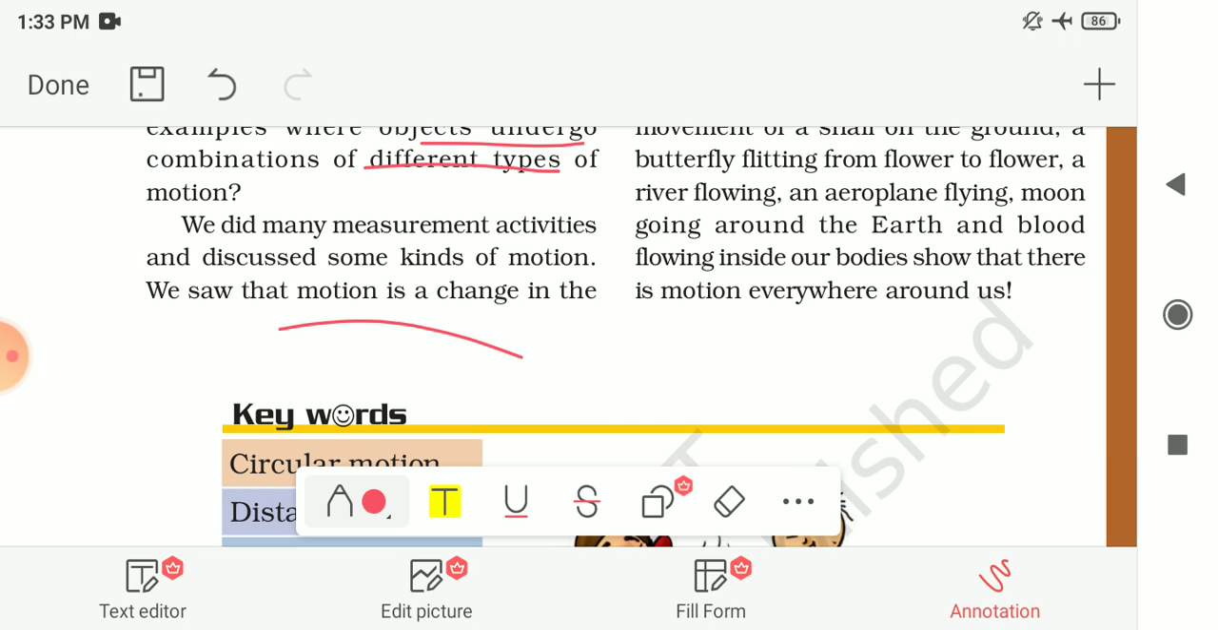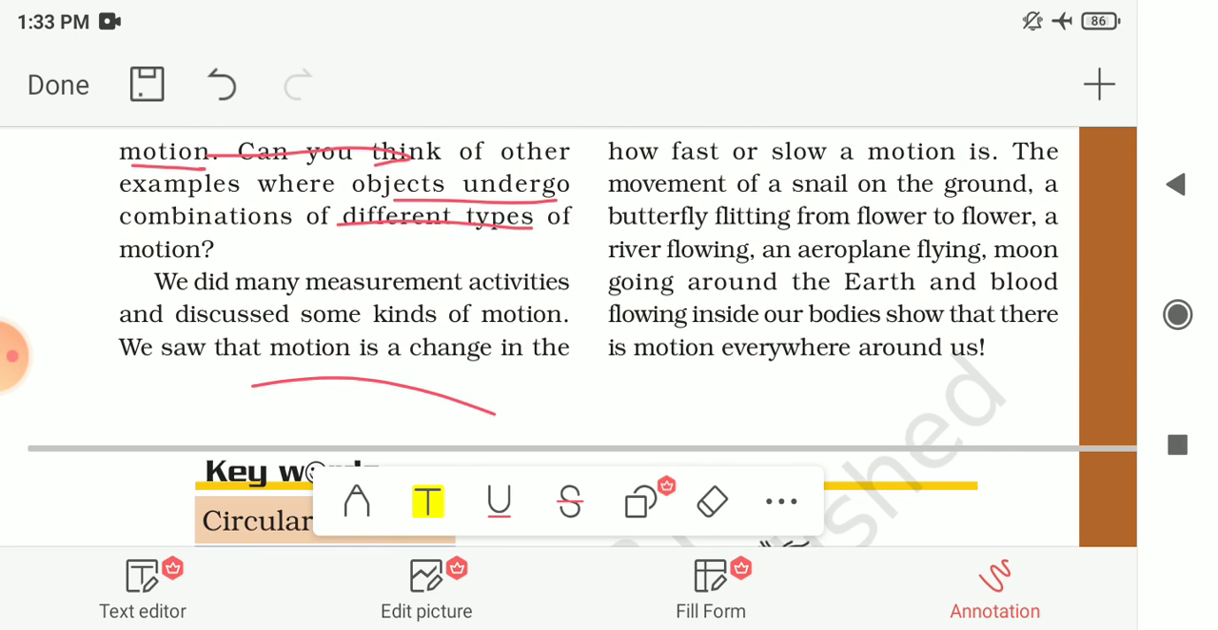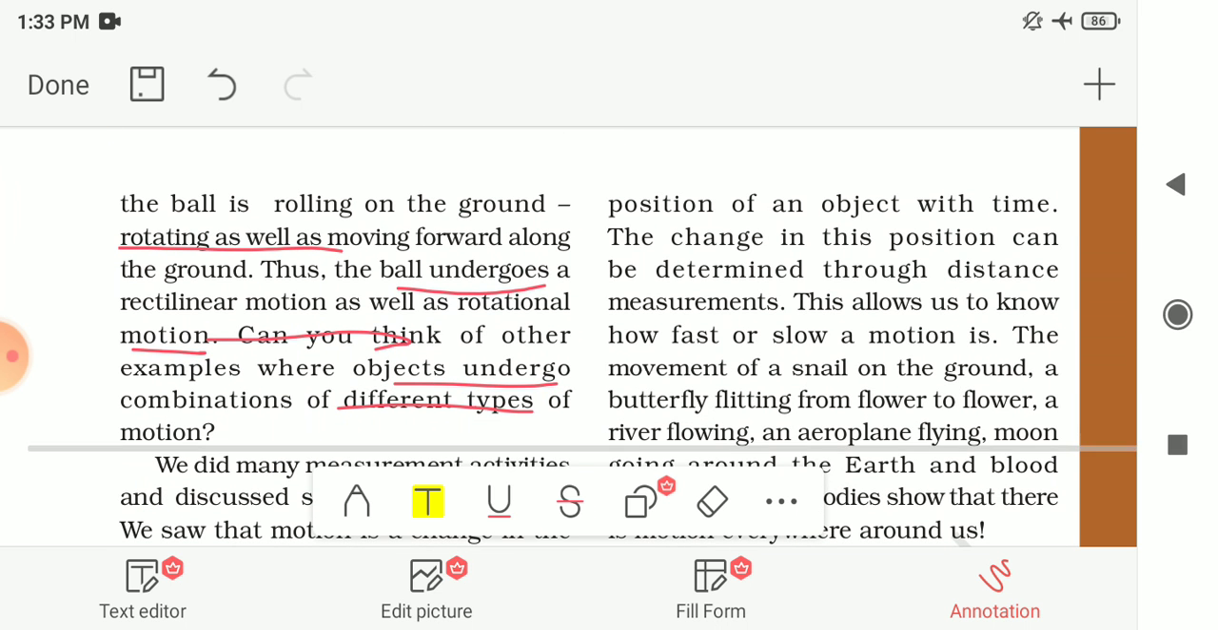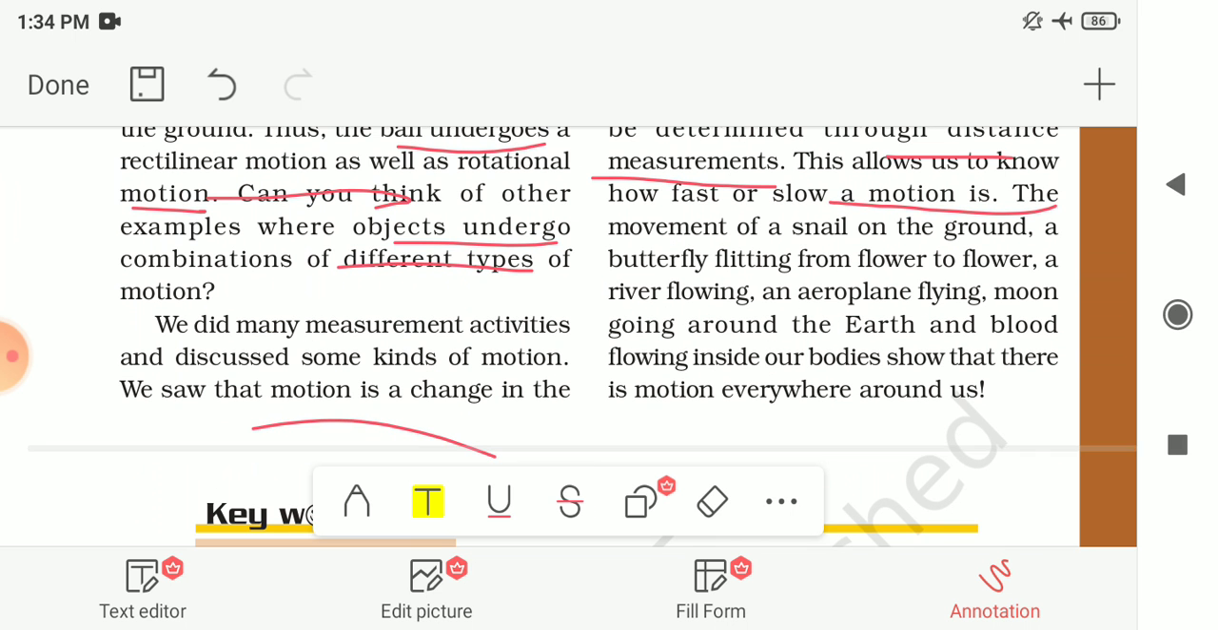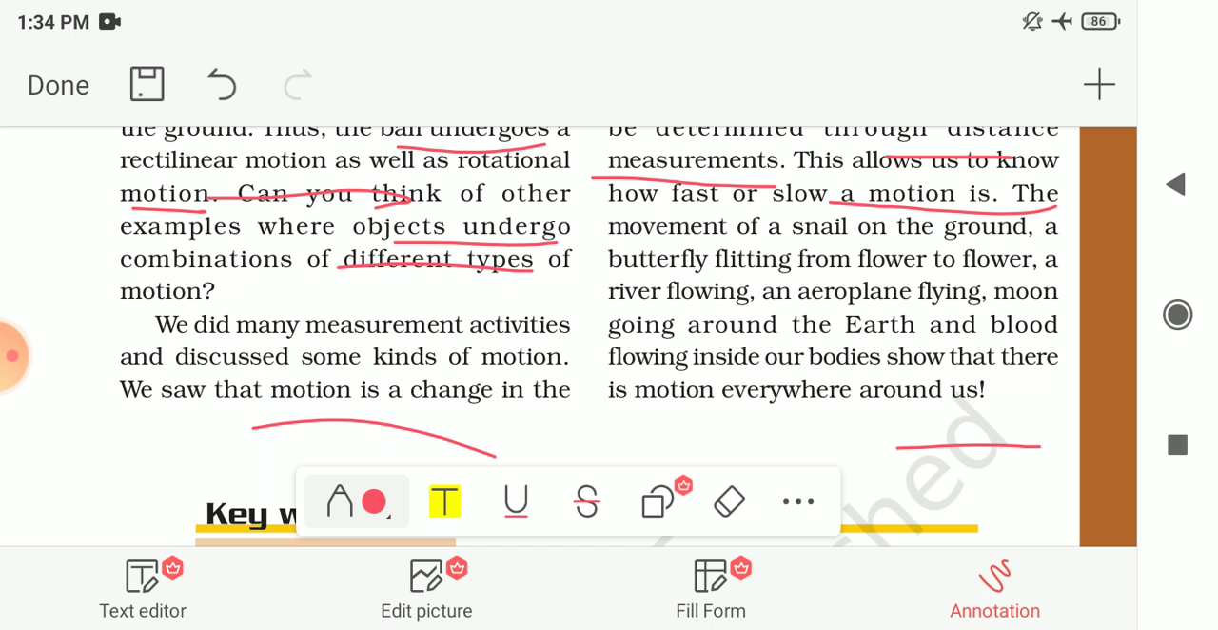Now we did many measurement activities and we also discussed different kinds of motions. We saw that motion is a change in the position of an object with time. So motion is the change in position with respect to time, and the change in position can be determined through distance measurement. This allows us to know how fast or how slow the motion is. That means how slow or how fast the position of that object is changing.